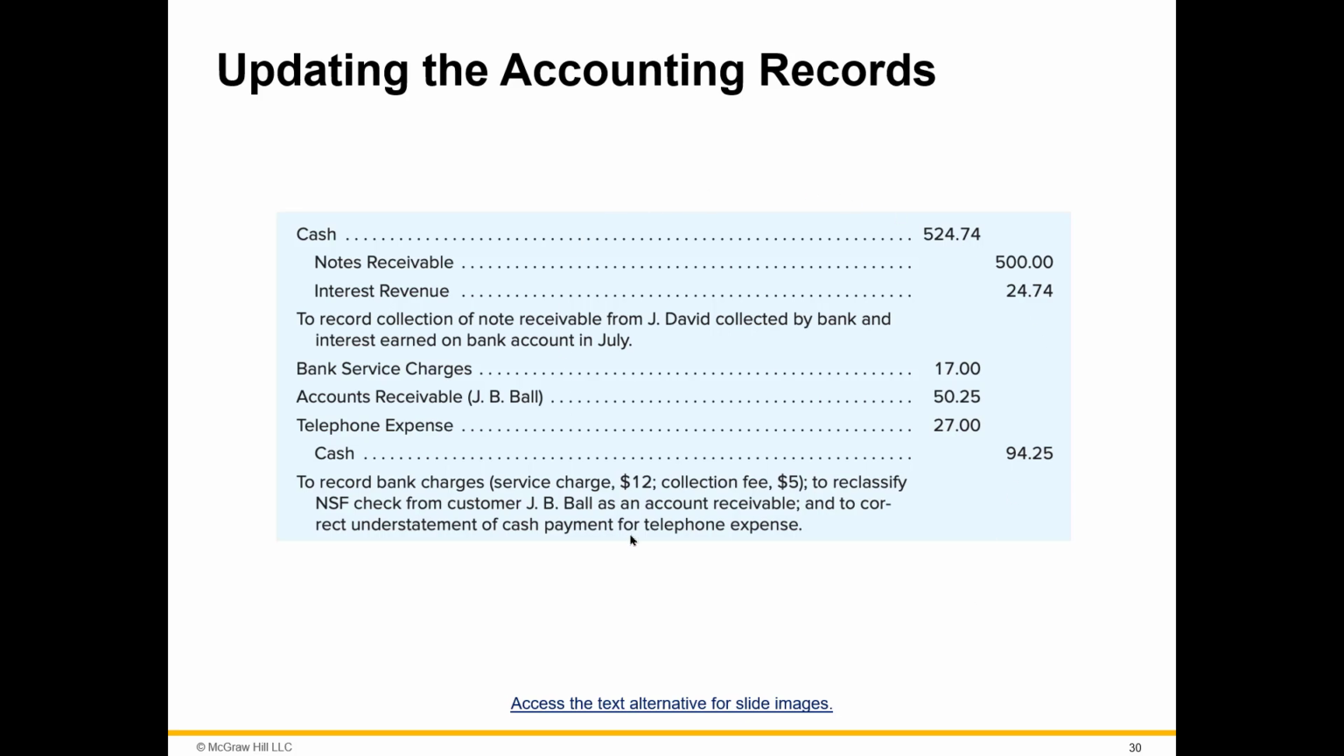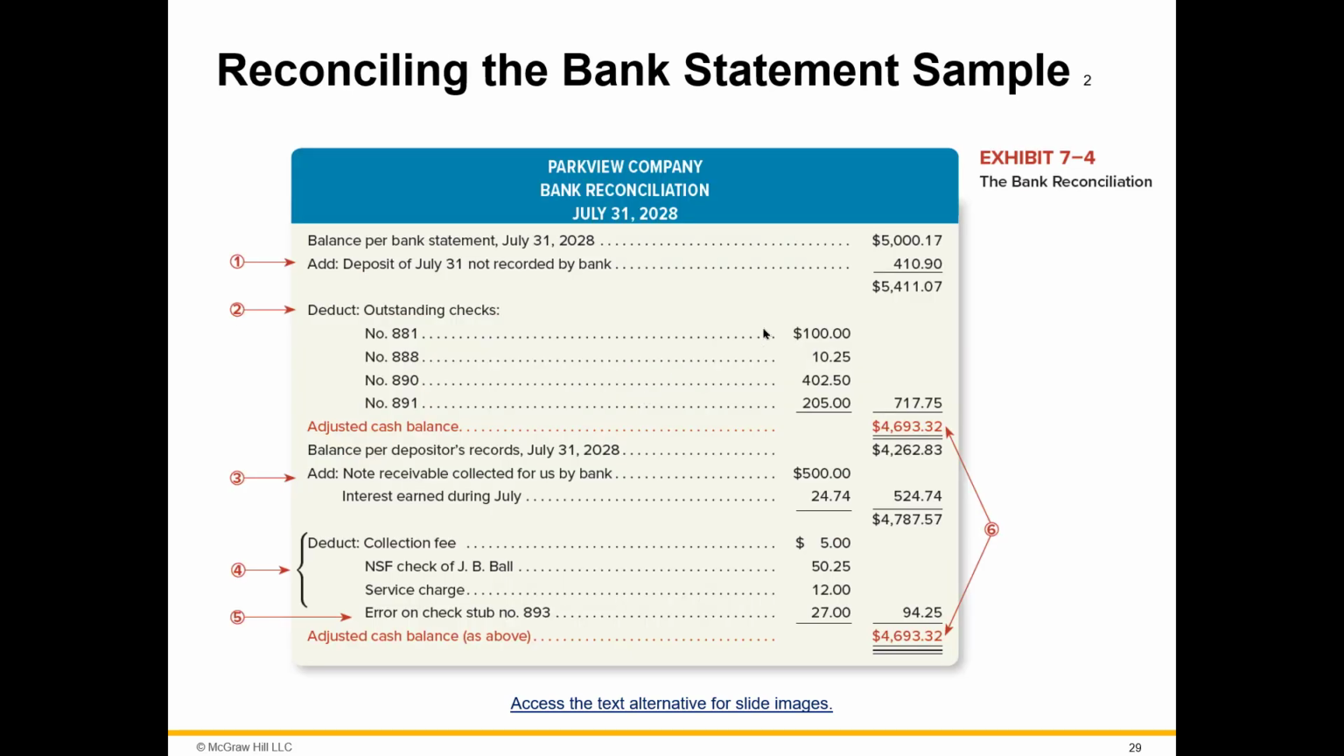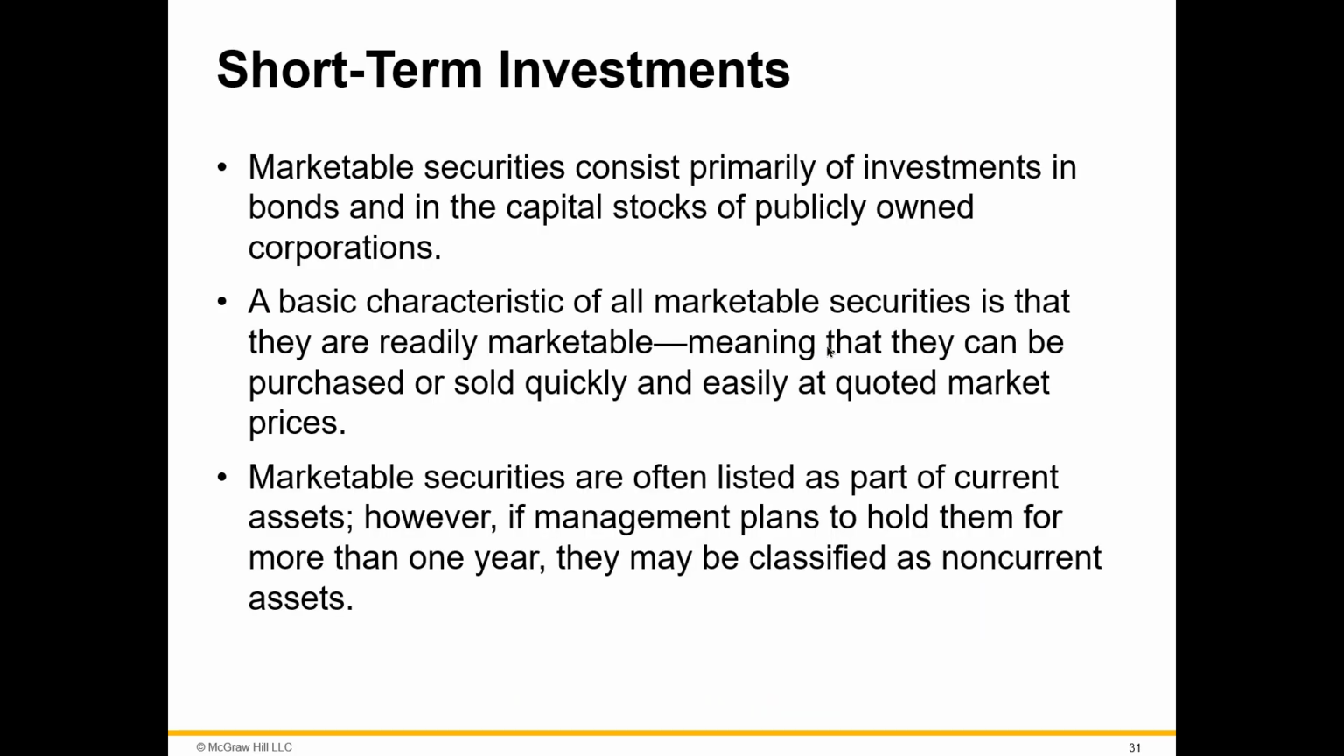These are things the bank knew that we didn't know. So they knew they collected a note, they collected interest revenue, they charged us a service charge, there was an accounts receivable, and there's that adjustment in the telephone expense that needs to be reflected. So you can see those items there. So from beginning balance per bank, beginning balance per book, and we're seeing how those differ and need to be reconciled. The next item we're going to discuss is short-term investments.